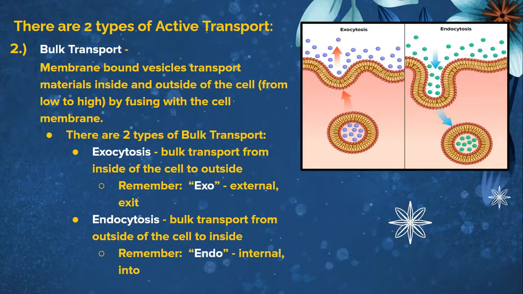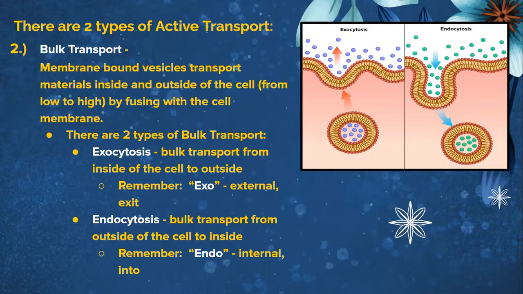The next type is bulk transport. So this is the membrane-bound vesicles to transport materials inside and outside of the cells, again, going from low to high concentration. You'll notice that if you see groups or clumps of molecules, it's going to be bulk transport. And bulk means in high concentration. It's groups. You might even want to write that in your notes.